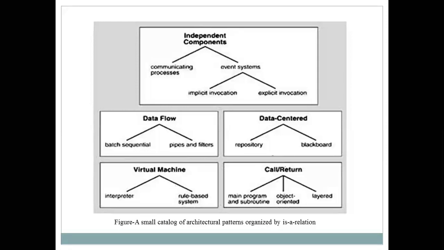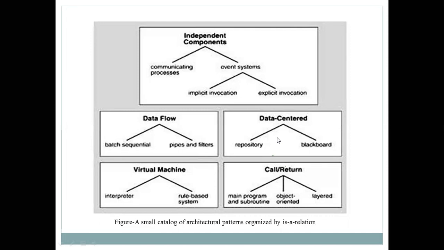Here you can see independent components. Independent components include communicating processes, then event systems. Event systems include implicit invocation and explicit invocation. Then data flow architecture includes batch sequential, where jobs are executed sequentially, and pipes and filters. This shows how data flows through a batch sequential process or through pipes and filters.